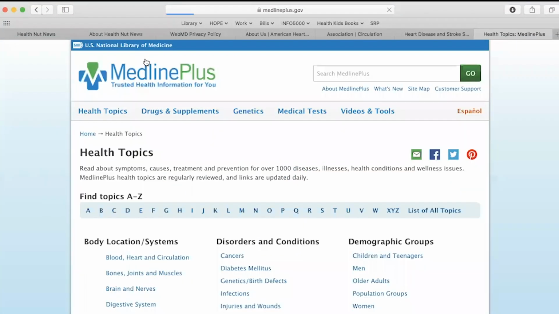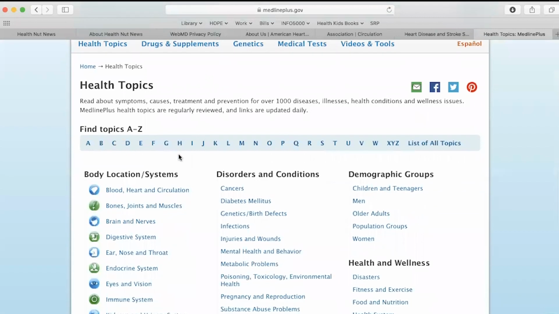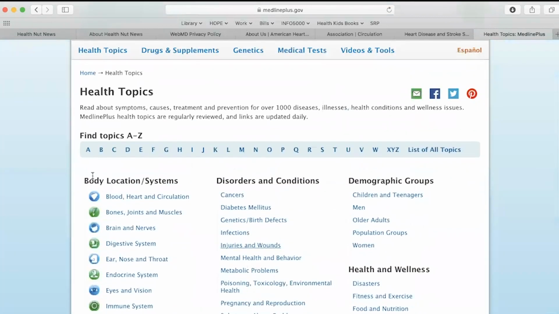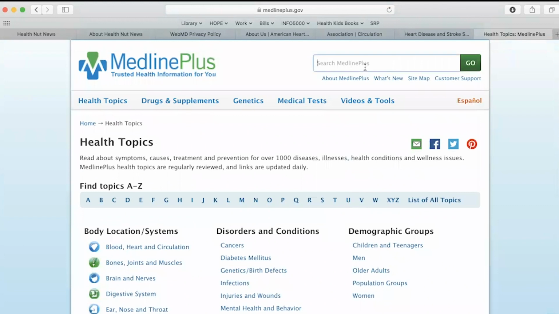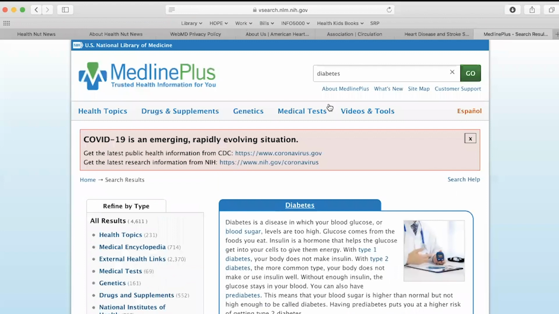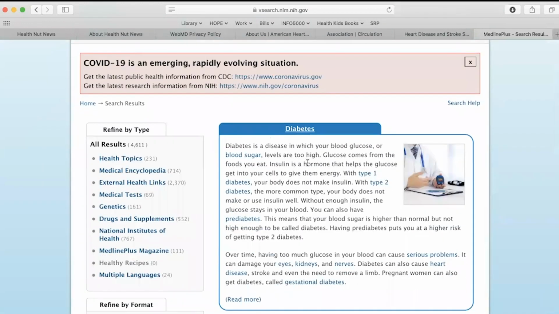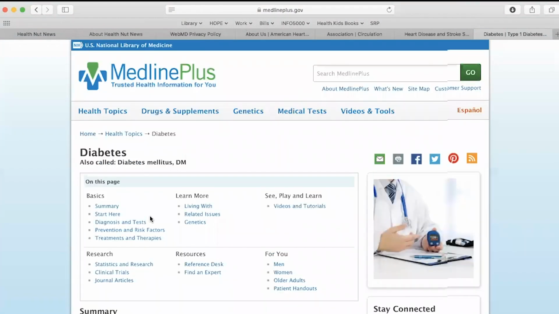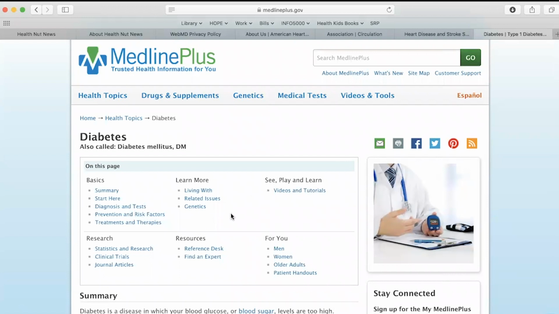So we'll look at a health topic briefly. These are the ways that they're arranged, either by body location, by disorders, a variety of different ways, or just A to Z. But maybe the way you want to look at it is up here. So we'll say diabetes. So I did my search, and again, this first one is a health topic that has been curated already for me. Every health topic has this basic information outlined in each one.